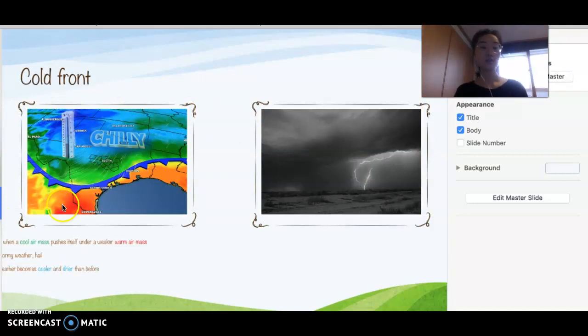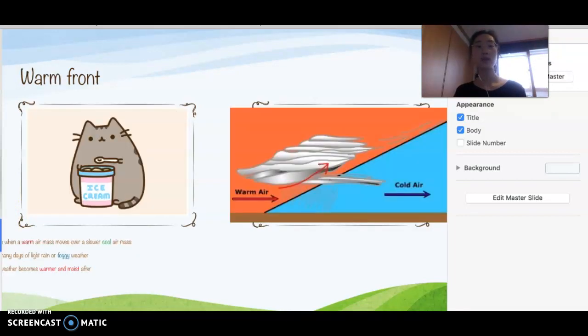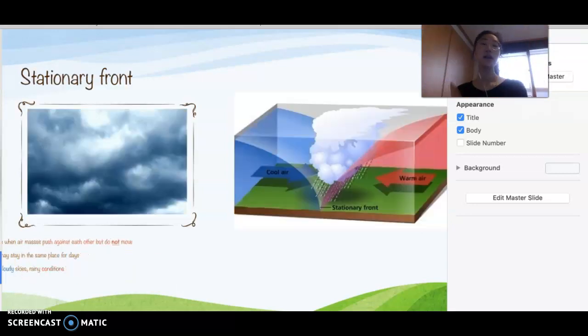So the cold front is when a cool air mass pushes itself under the warm one, and it will cause stormy weather, and the weather will become more chilly afterwards. Warm front is when the warm air goes over the cold, and it will cause light rain, foggy weather, and the weather will of course become warmer and moist after it leaves eventually. Stationary front, as you can see, is when the warm and cool air meet, but they do not move. They stay stationary, meaning that it will cause cloudy skies and rainy conditions.